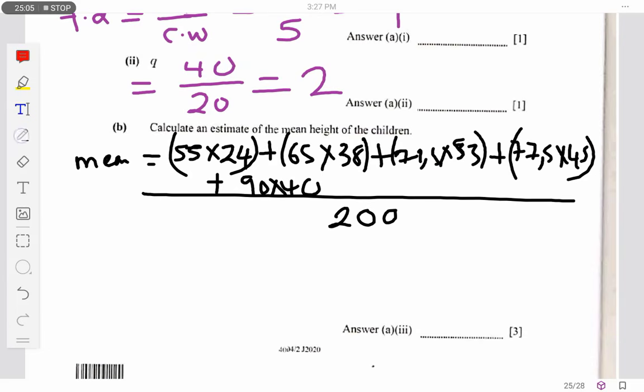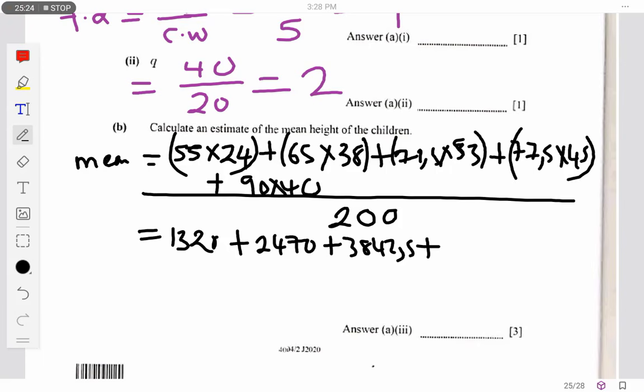So when you do that, you get 55 times 24, that's 1,320, plus 65 times 38, 2,470, plus 72.5 times 53, I'm getting 3,842.5, plus 77.5 times 45, I'm getting 3,600 here, plus, okay, 1, 2, 3, 4. I left out the other one here. This one is for the last one.